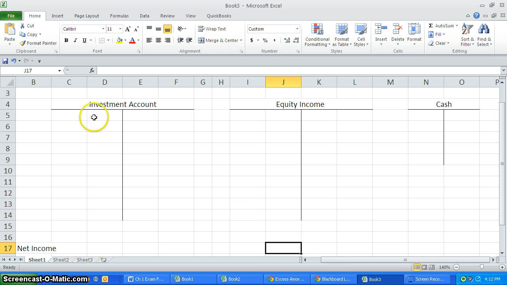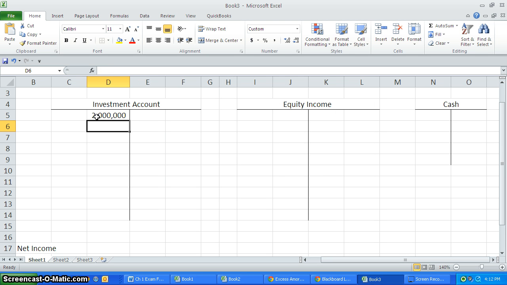Now we know for a fact that our initial investment of $2 million is going to be a debit to our investment account. Of course, an investment account is an asset. It increases on the left-hand side, or the debit side. Our credit would have been to cash, but that's more or less irrelevant for our problem.